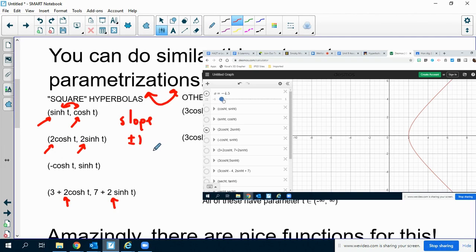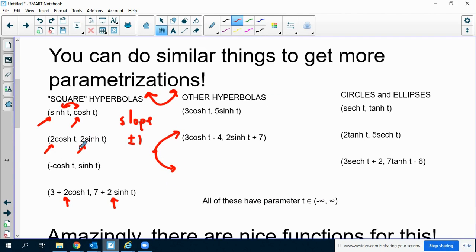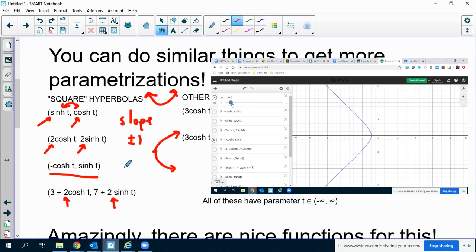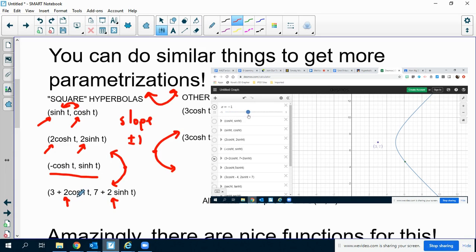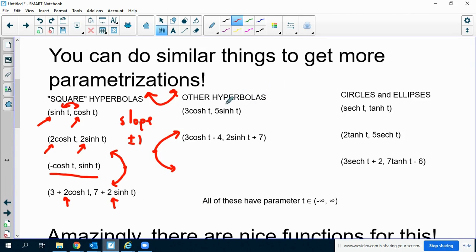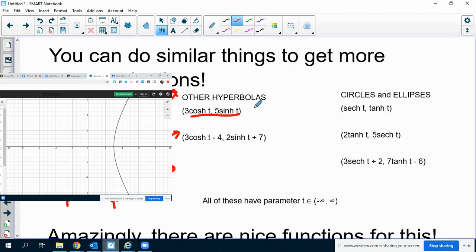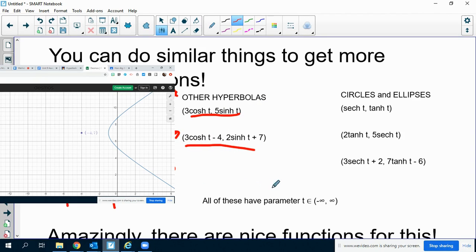This is going to be the bottom part of a hyperbola, except it's going to be centered, or the vertex is going to be at 2, 0, and I still only get the right side. Now, when I do this one, what I'm going to notice is that I get the left side of a hyperbola. So my x values are all going to be negatives. And then when I look at this one, I have a shift that's going on, but I still get just the right side. Other hyperbolas, what I mean by that is that the slopes of the asymptotes are not plus or minus 1. So I have this one, I only get the right side, and this one, I also only get the right side. All these have parameters negative infinity to infinity, what I'm showing you on the screen.